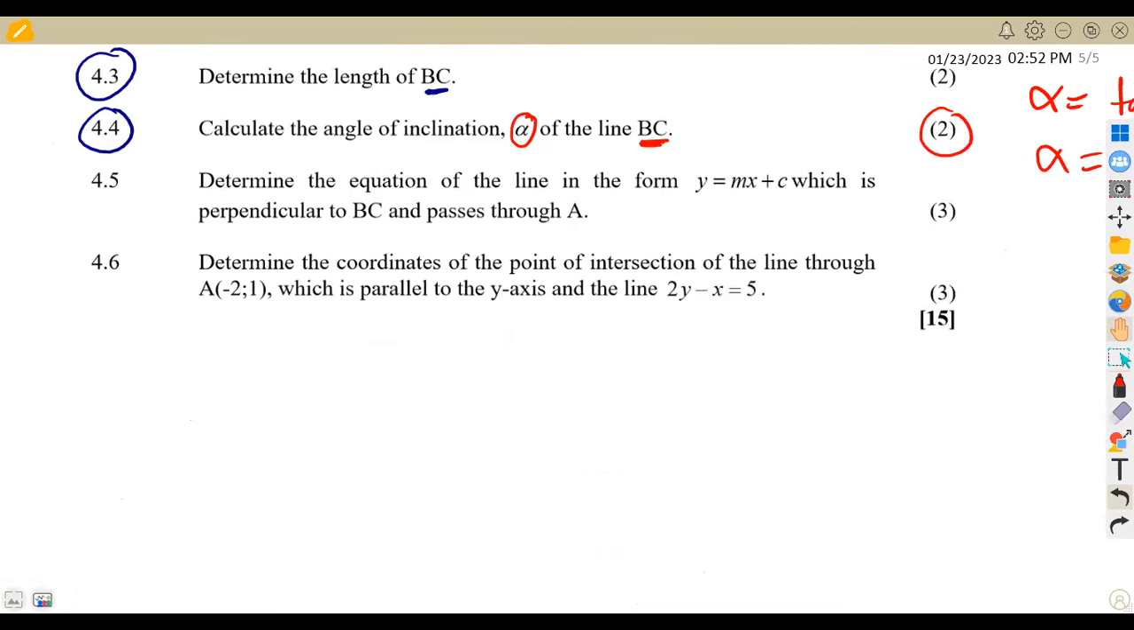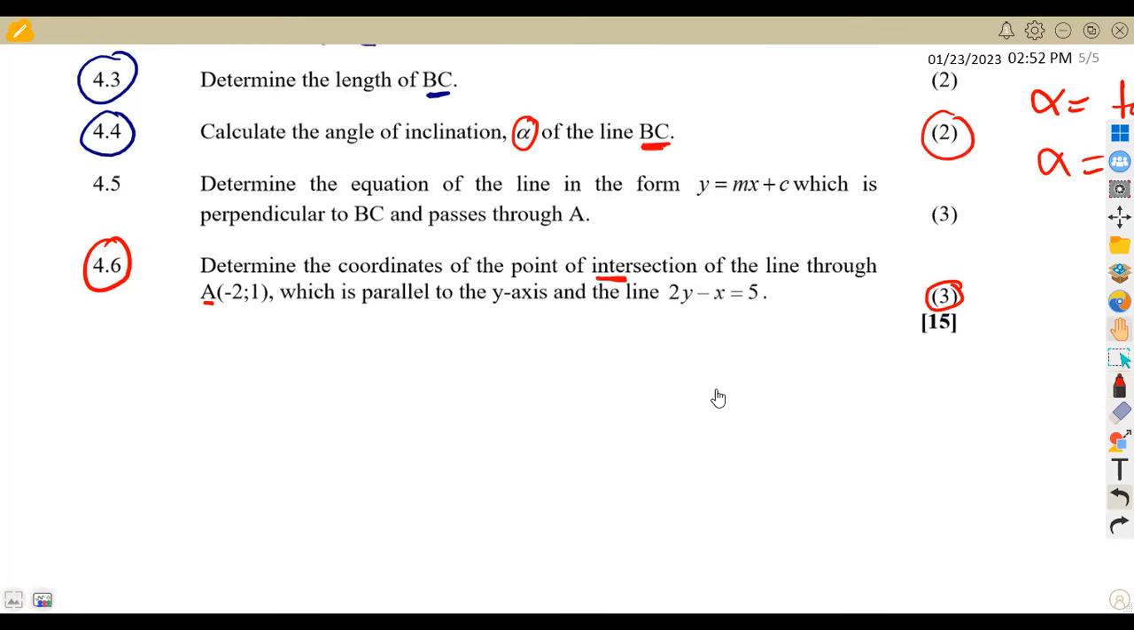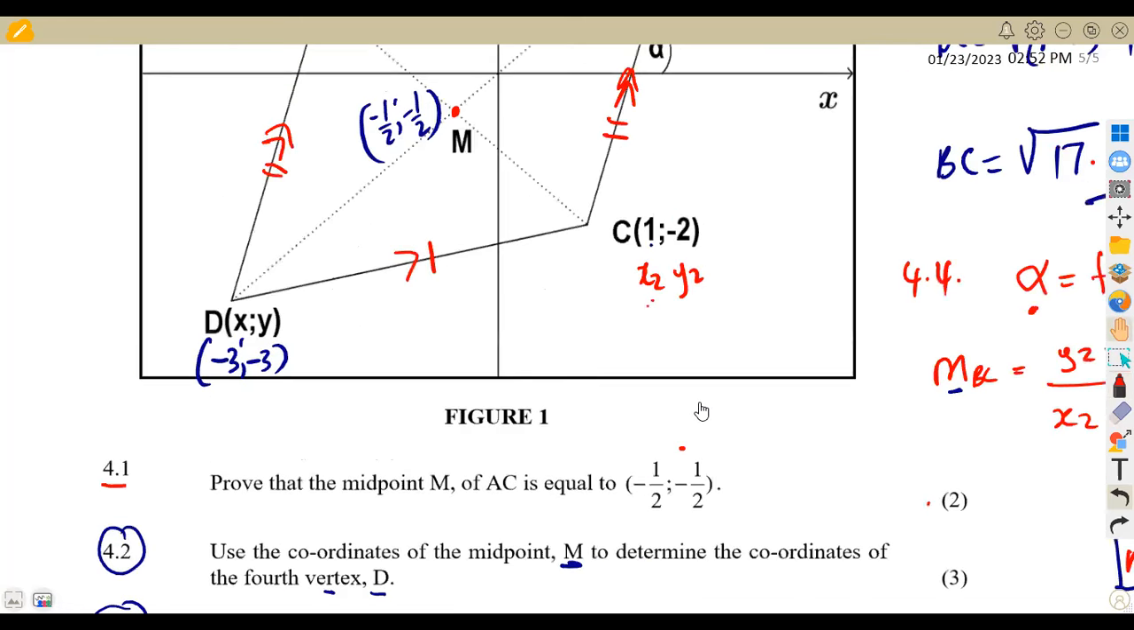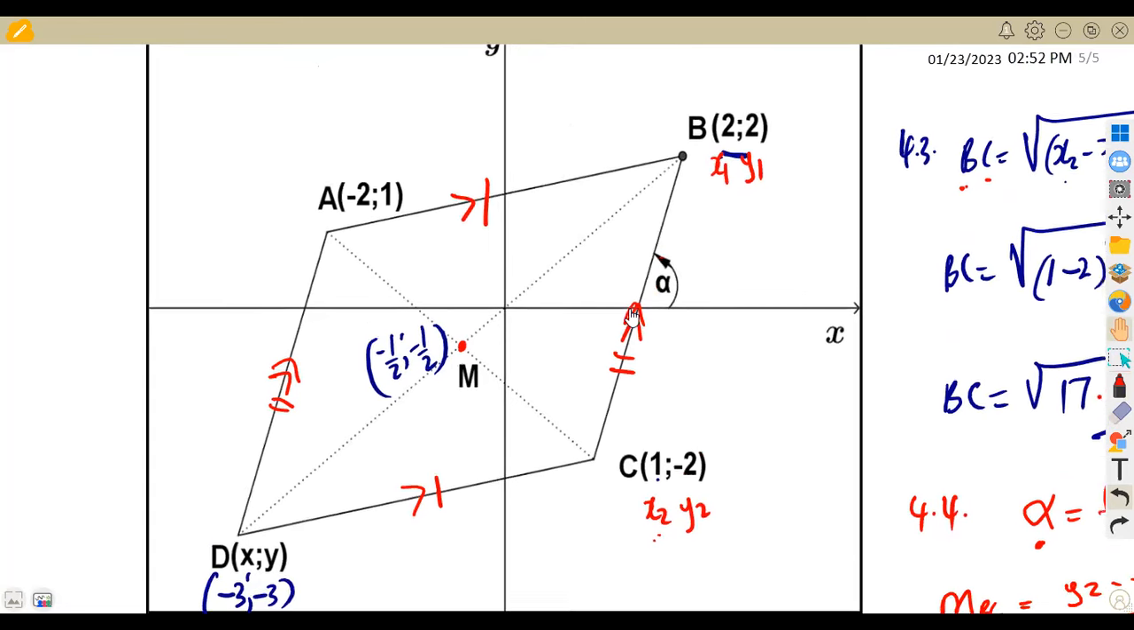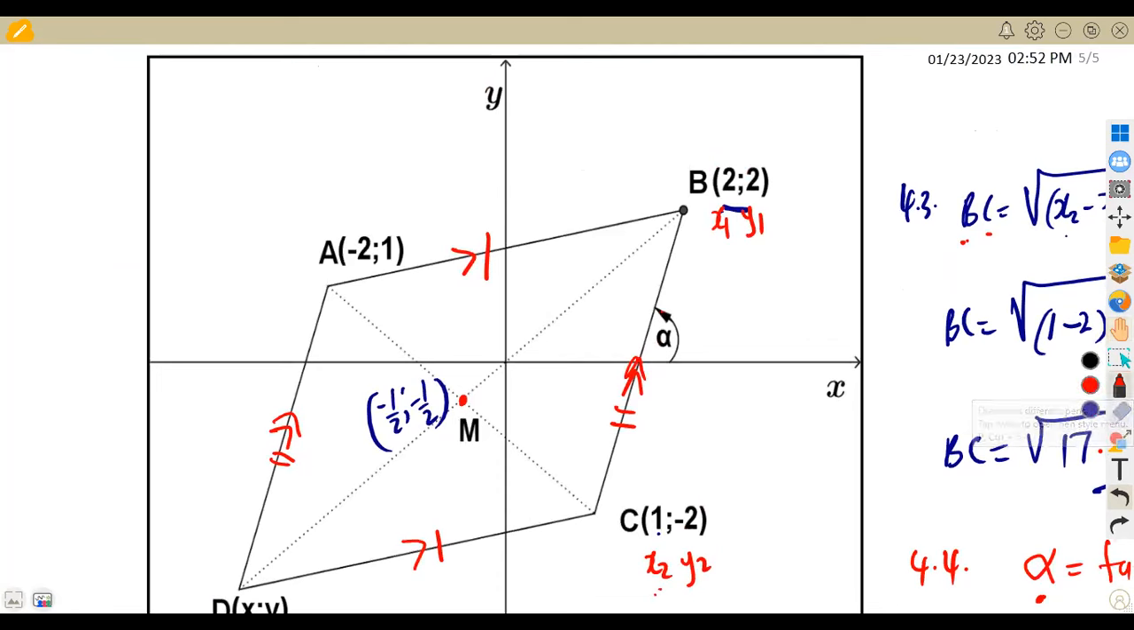Okay, now we are on question 4.6, which is the last part of the question having 3 marks. Determine the coordinates of the point of intersection of the line through A, take note A, which is (-2, 1), which is parallel to the y-axis. Okay, let's take that part first. There is a line which is at point A. This is our point A here, and it's parallel to the y-axis. This is the y-axis, guys. So a line parallel to the y-axis is going to be drawn like this, passing through point A. That's a line parallel to the y-axis.